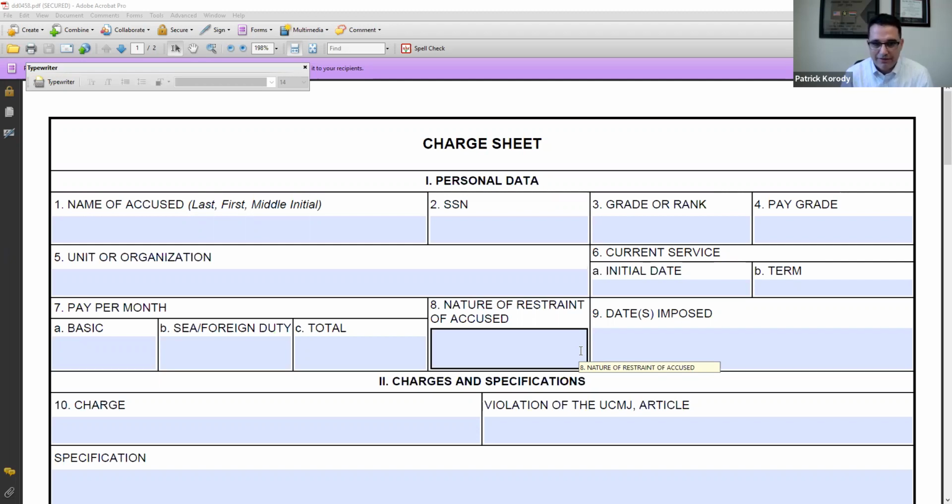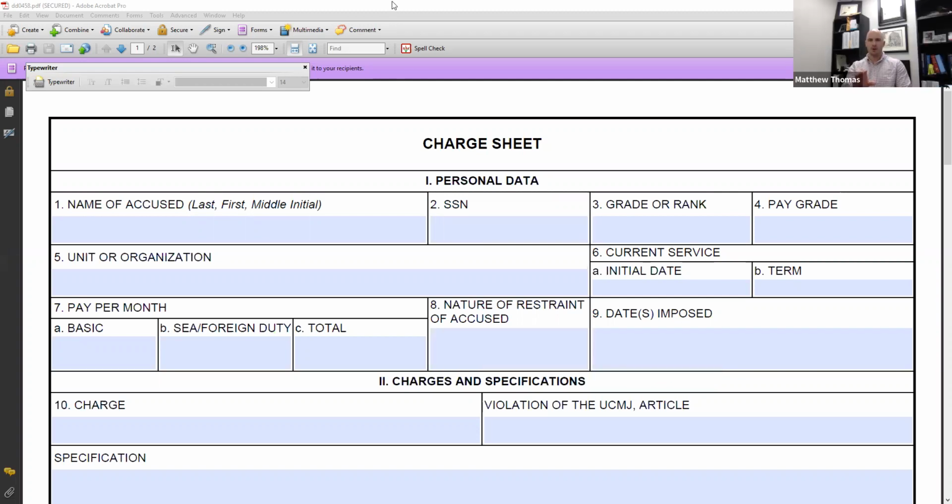Now, the only thing I'll point out in section 1, the personal data, is block 8 and 9 can be important also if there's any type of pretrial restriction or pretrial restraint imposed, and that can be an issue you want to bring up with your attorney if you have been given some type of restriction or some type of restraint or conditions on your liberty, or even if you think you've been treated differently than other members. That's something you'd want to bring up with your defense attorney.